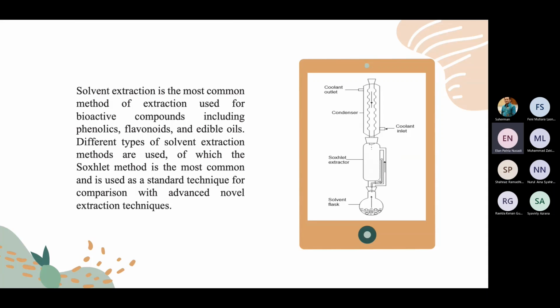Solvent extraction is the most common method of extraction used for bioactive compounds, including phenolics, flavonoids, and edible oils. Different types of solvent extraction methods are used, of which the Soxhlet method is the most common and is used as a standard technique for comparison with advanced novel extraction techniques. And this is the picture of the Soxhlet: coolant inlet, condenser, coolant outlet, solvent extractor, and solvent flask.